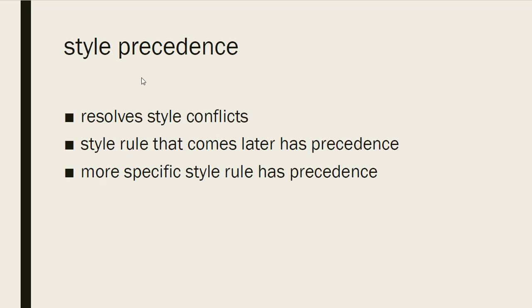There's a precedence between style rules, and that precedence is used whenever there are 2 different style rules that are in conflict, when you have style set on an individual property, 2 different versions of the same property on the same element. When that happens, it follows the CSS specificity rules and the CSS precedence rules. The ones that we've learned so far are that a style rule that comes later has precedence, and a more specific style rule has precedence. So the more specific it is, the more precedence it has.